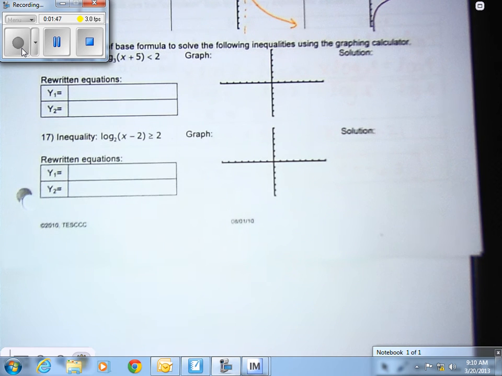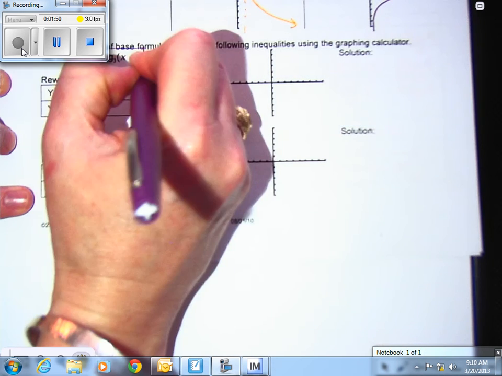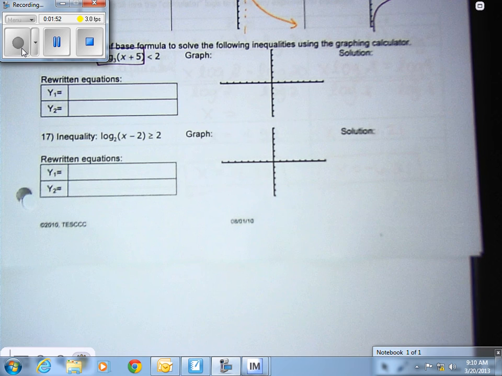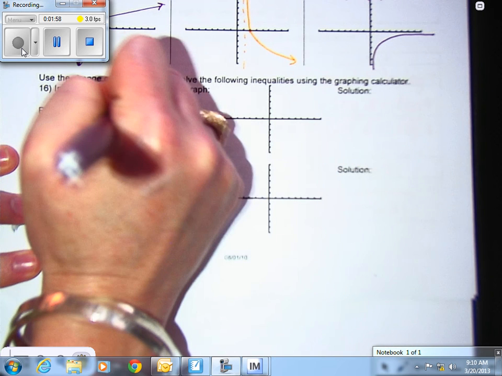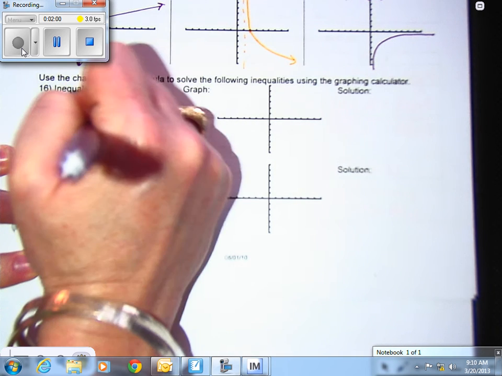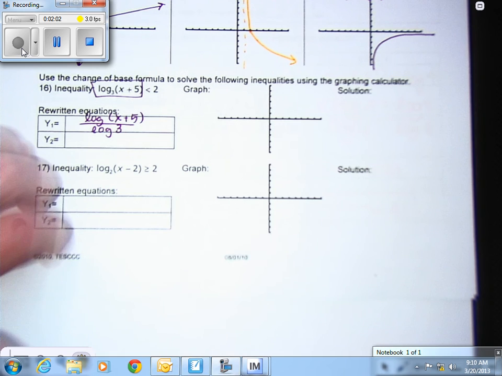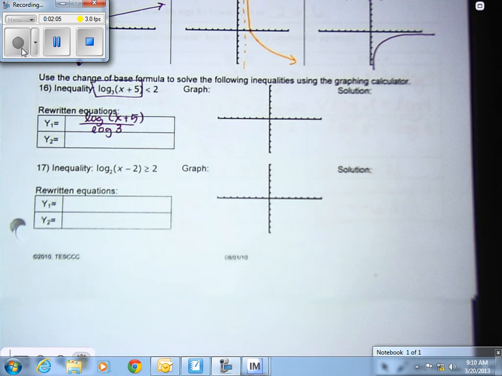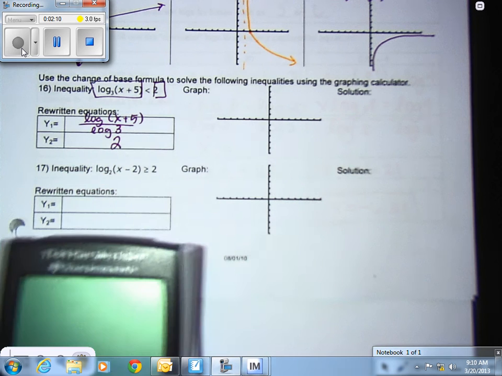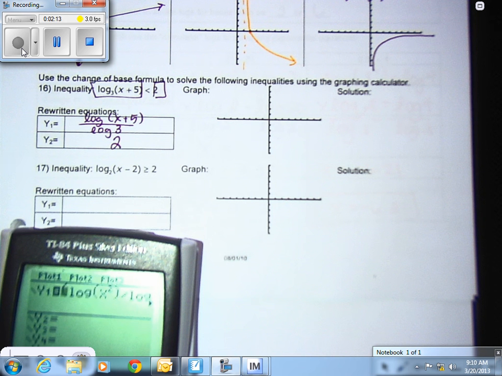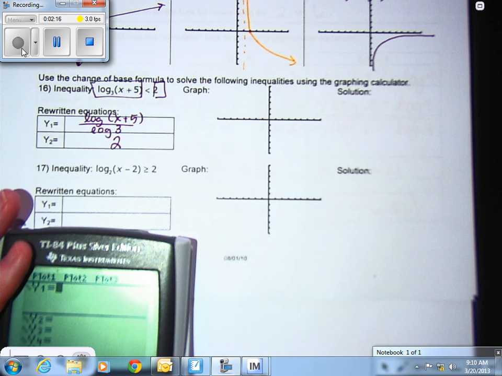What you're going to do is take what's on the left side and rewrite it in its base changing form. So you're going to rewrite that as log of x plus 5 divided by log of 3. In your y2, you're going to put what's on the right-hand side, which is 2. So then you're going to go to your calculator, go to your y equals, and type in what's on the left-hand side, in y1. So log of the parentheses, x plus 5, close the parentheses, divided by log of 2.